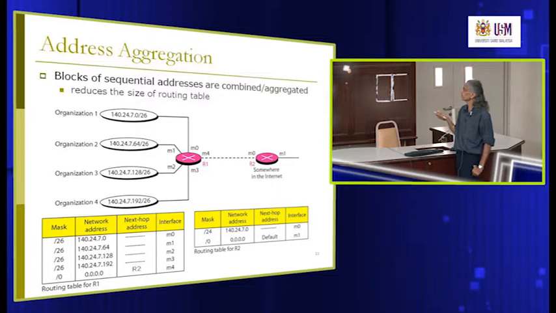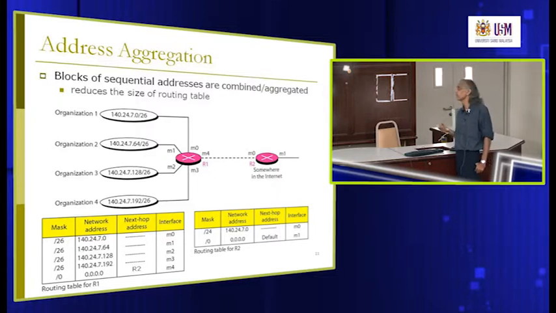Then for R2, what do we do? For R2, you can also keep it like this: for network address 140.24.7.0/26 is M0. For R2, this network address is on M0, 7.64 also M0, 7.128 also M0, 7.192 also M0. Right? So in other words, there will be many entries there.